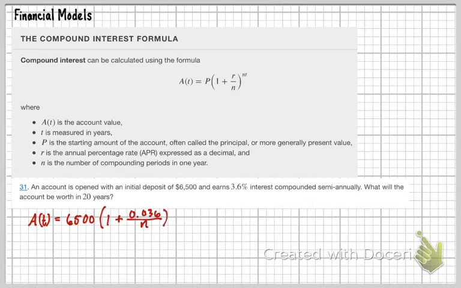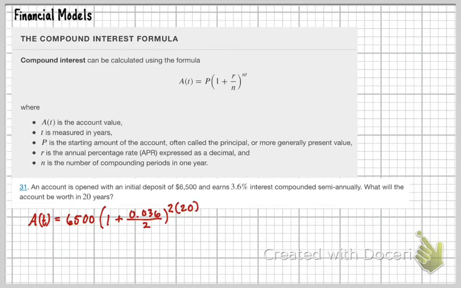That's just the lingo, twice a year. So that's how many times annually in 1 year. Well, so that's to the n, and my n is 2, and my time is 20. All right, so that's our formula there.